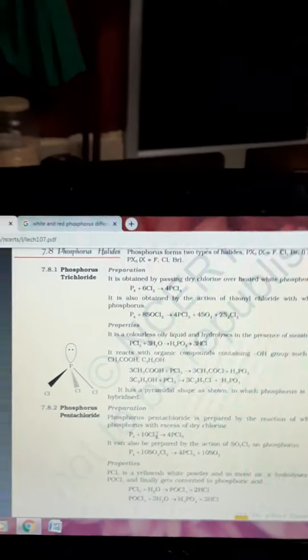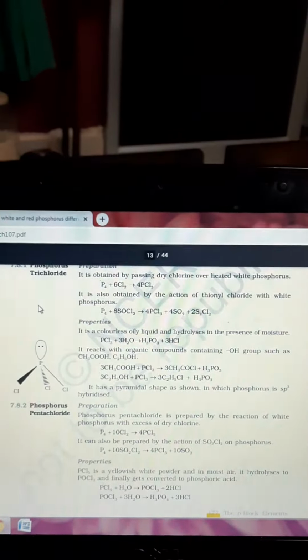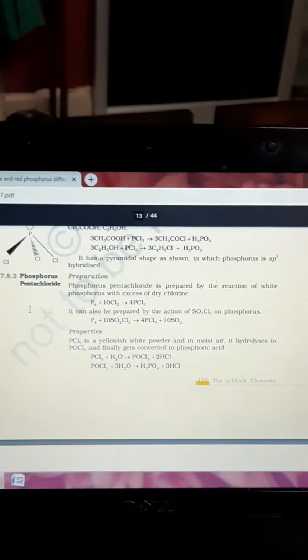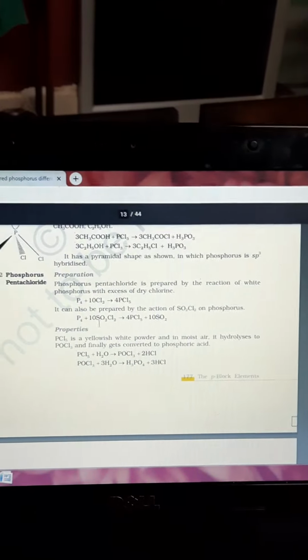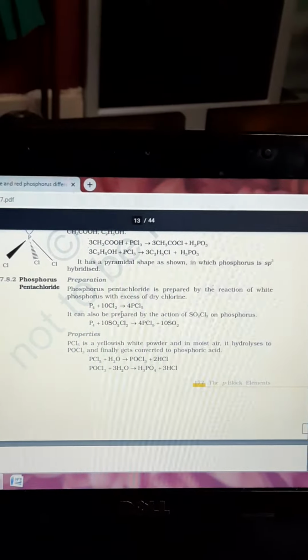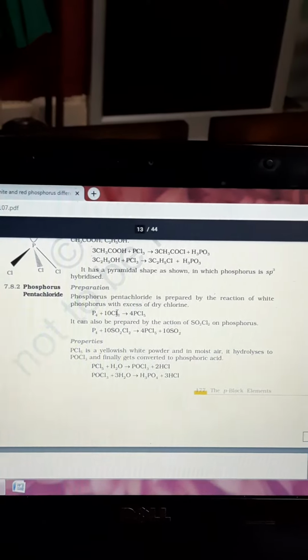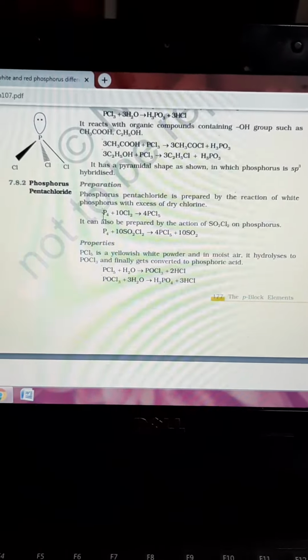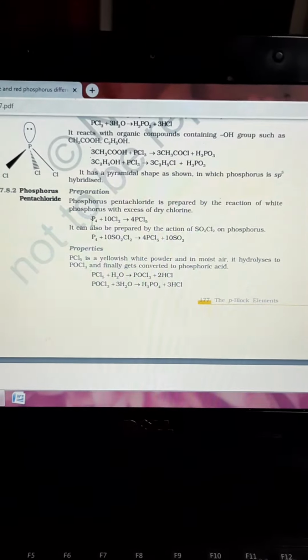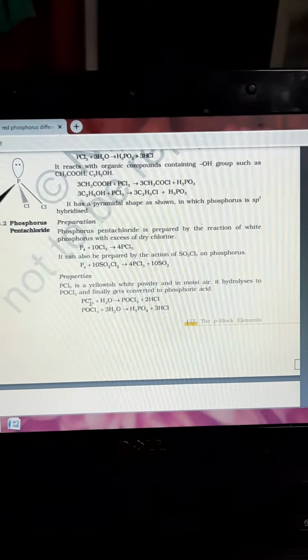Only this much. Next, we move to phosphorus pentachloride. What is phosphorus pentachloride? PCl5. So when you are reacting white phosphorus with excess of dry chlorine vapors, absolutely dry chlorine vapors, I hope my screen is visible, children. If you react it with phosphorus, white phosphorus, which is an allotropic form of phosphorus, okay? You get phosphorus pentachloride, and that phosphorus pentachloride has a structure like this.